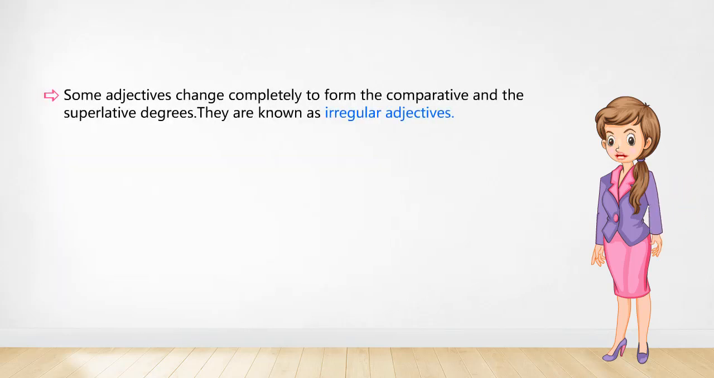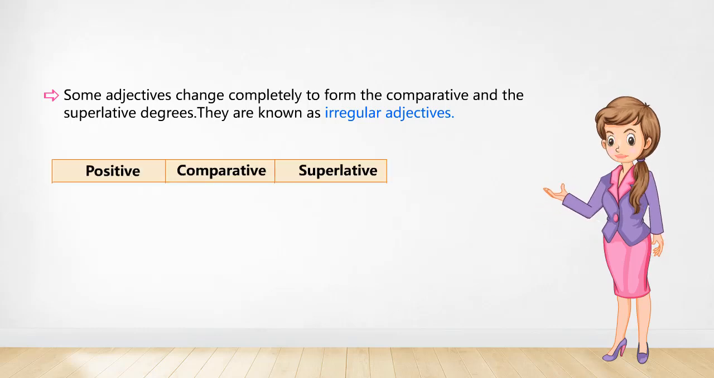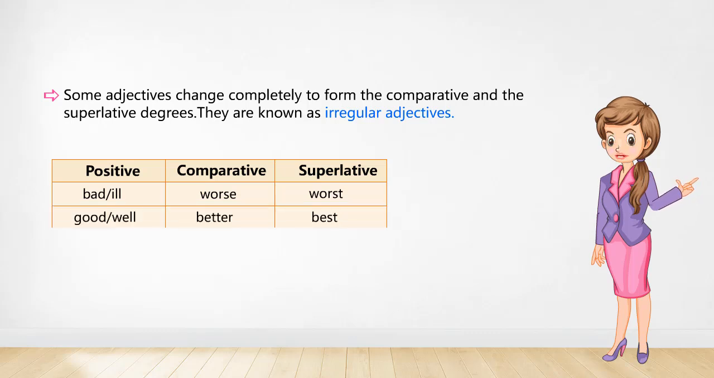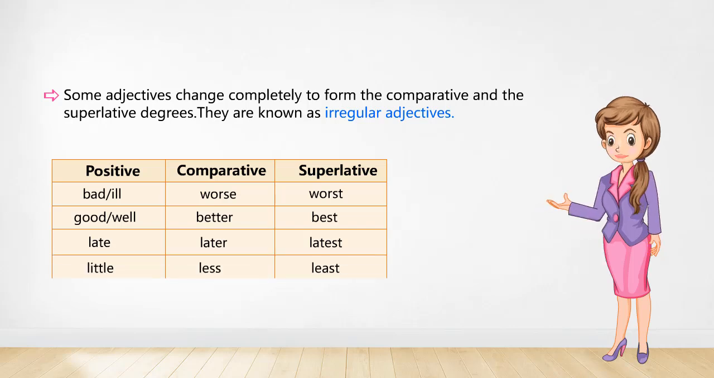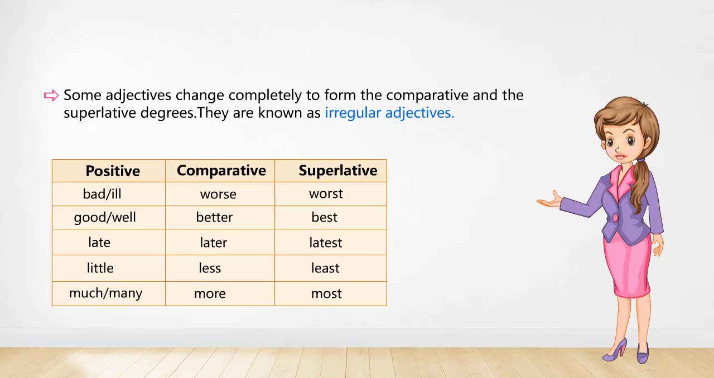Some adjectives change completely to form the comparative and the superlative degrees. They are known as irregular adjectives. Positive, comparative, superlative. Bad slash ill, worse, worst. Good slash well, better, best. Late, later, latest. Little, less, least. Much slash many, more, most.